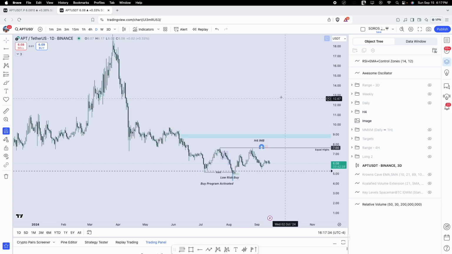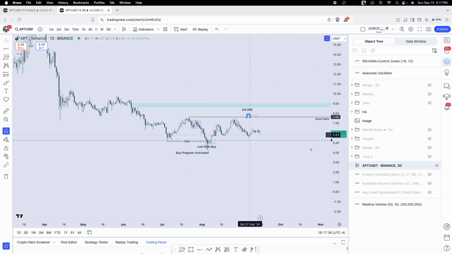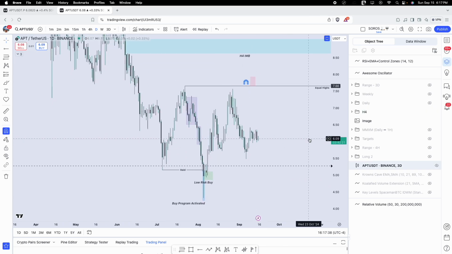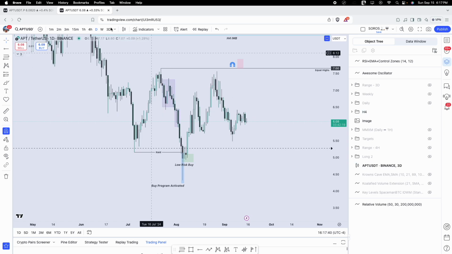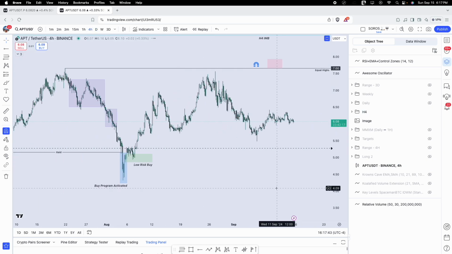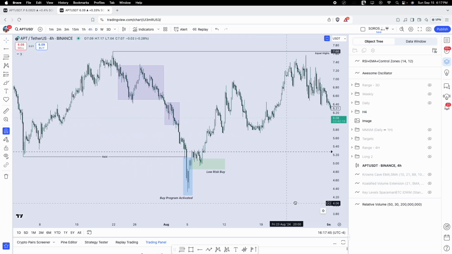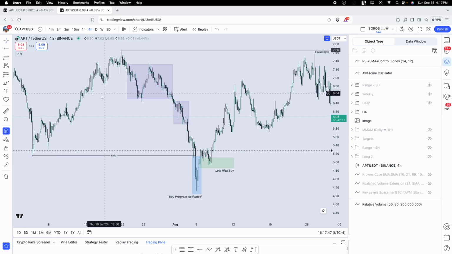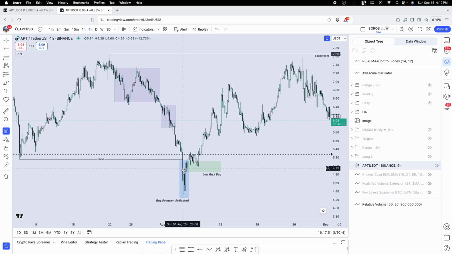So then on our 4-hour, we have a 4-hour range. They left equal highs. So what I'm seeing is basically a 4-hour market maker model within the daily. So you could see this was our final raid of all these swing failures. Sell side liquidity taken. This is where your buy program is activated.